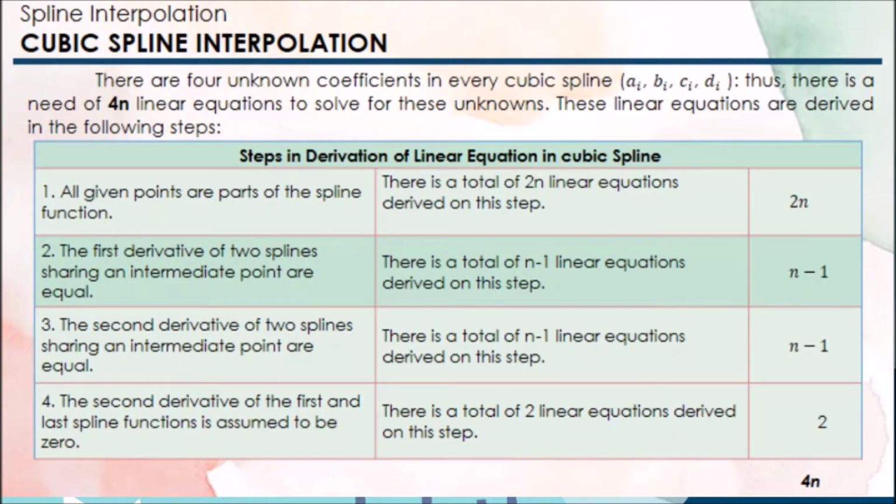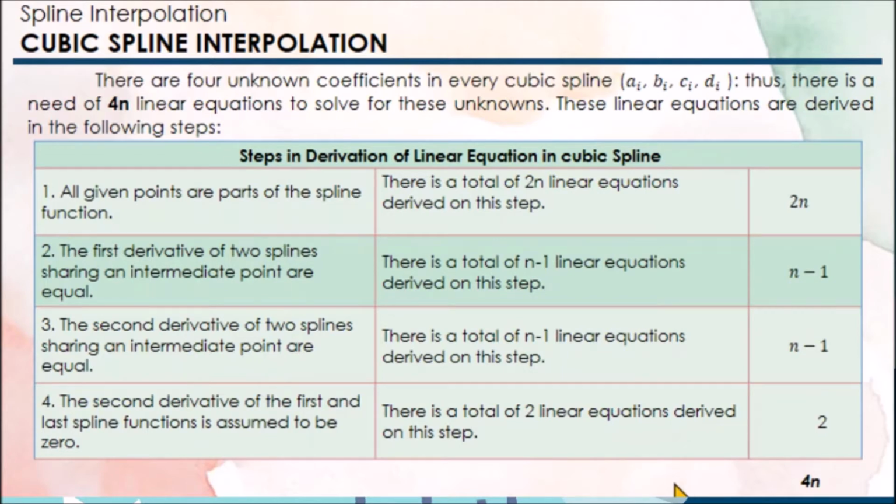So there are 4 unknown coefficients in every cubic spline. So ito yung a sub i, b sub i, c sub i, and d sub i. Thus, there is a need of 4n linear equations. So to solve for these unknowns, these linear equations are derived in the following steps.